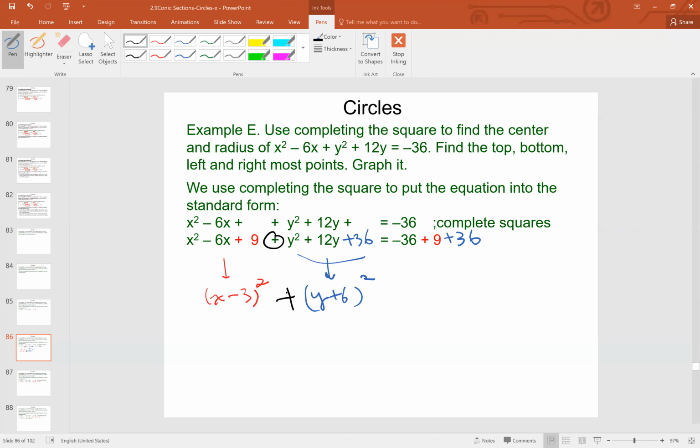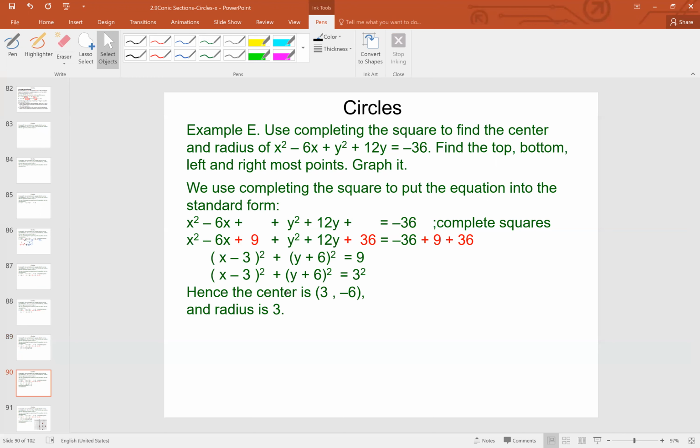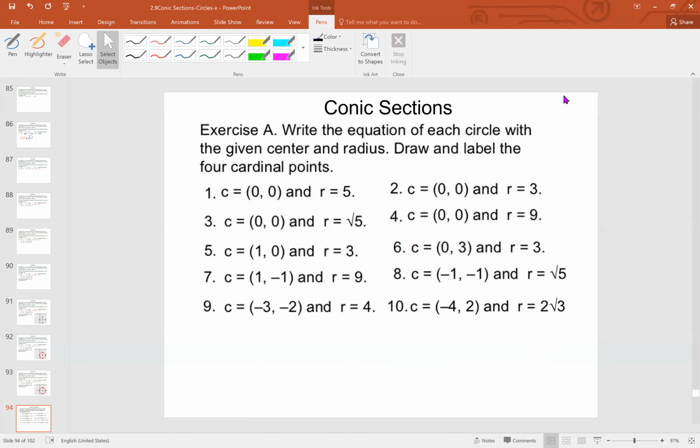The right hand side, we'll just keep track of the number, and that's of course 3 squared. And that is the standard form of the circle. From here, I can read the center as (3, -6), and the radius is 3. And from there, I can graph. I know what the picture looks like. Okay, and that's it. Do the homework, and bye-bye.